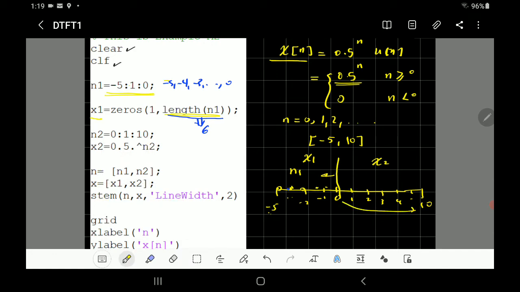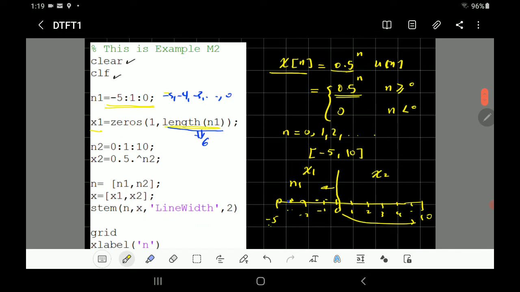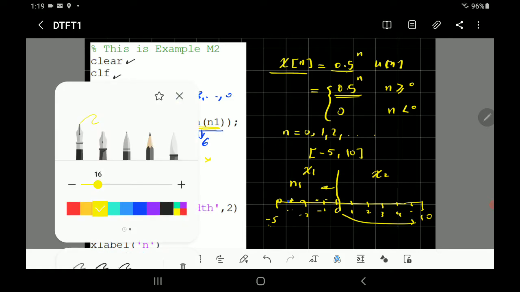Now I'm going to move to the second interval, from 0 to 10. So I define n2 is equal 0 to 10, and the step is 1: 0, 1, 2, 3 till 10. The function of x2 is the normal one. It's 0.5 power n. So x2 is equal 0.5 power n. Now you will ask, how can you guarantee that x2 has the right number of elements, like x1? When you make any operation like multiplication or division or power, like here the exponent, you put a dot before it. I'm sorry, somebody asked why.